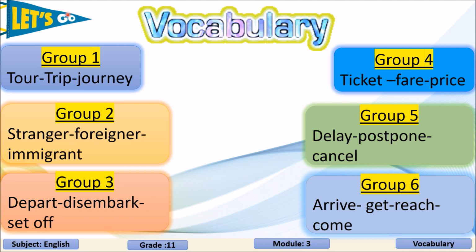All right, in today's lesson, we are going to go through 6 groups of confused words. The first group: tour, trip, journey. Second one: stranger, foreigner, immigrant. The third one: depart, disembark, set off. Group number 4: ticket, fare, price. Group 5: delay, postpone, cancel. Group 6: arrive, get, reach, and come.